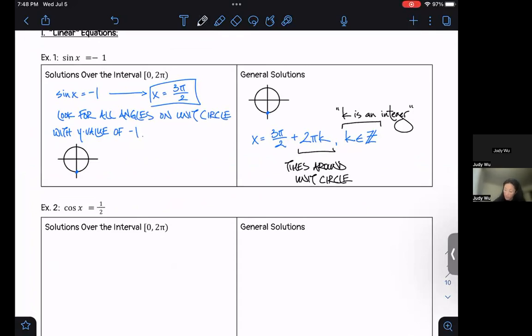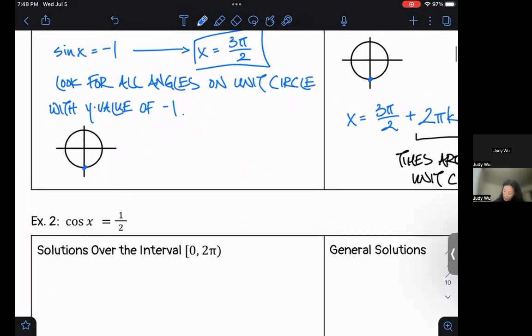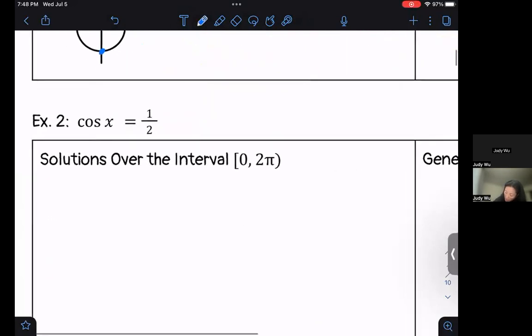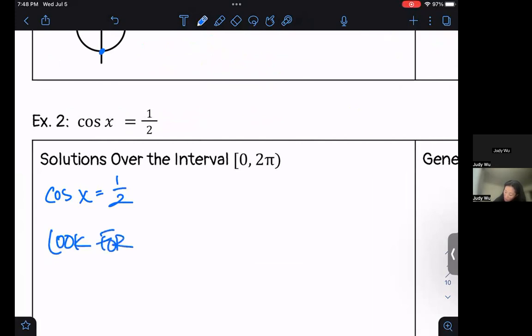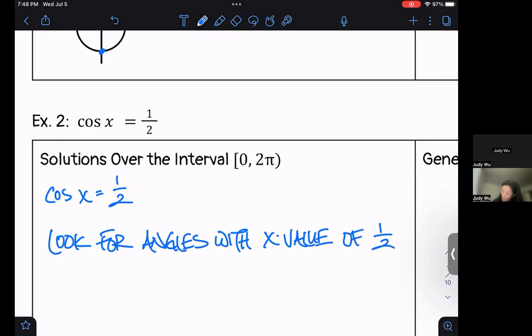Looks very similar, but instead of sine equals -1, we have cosine x equals 1/2. So let's think about what that means. Cosine x equals 1/2. That means look for angles with x value of 1/2. All right, now this time I'm looking for an x value because I have the cosine.